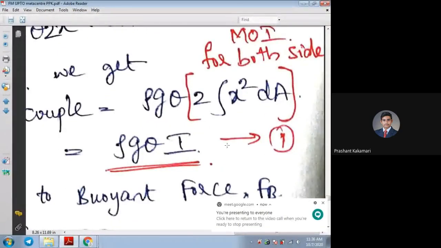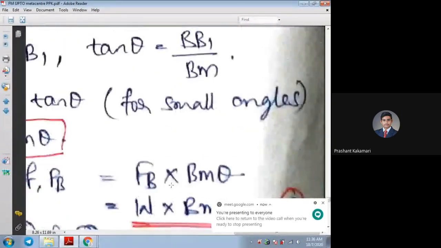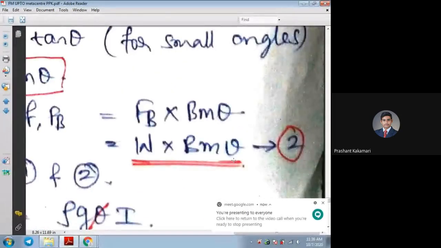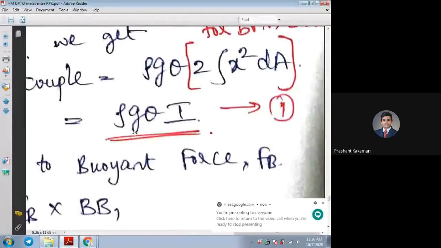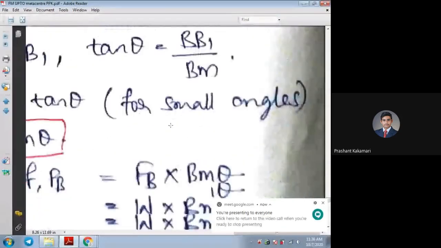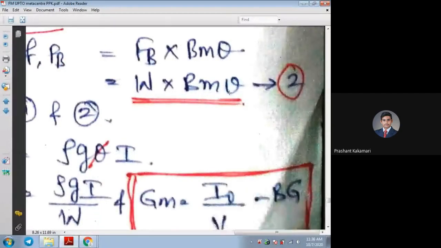Once you write these two moments, I'll call this equation 2. Earlier we wrote this equation as 1. Now these two equations, I will take rho g theta moment of W into BM theta, because BB dash we have replaced with BM into theta for small inclinations. Tan theta we have replaced with theta.